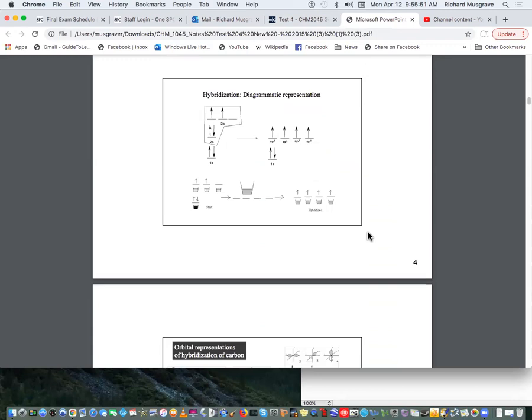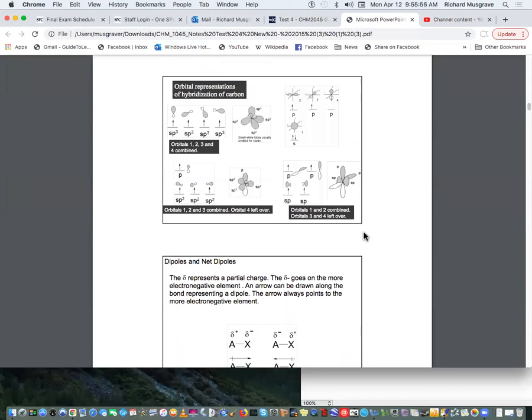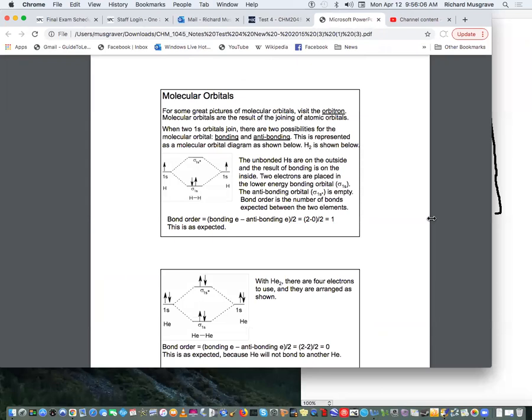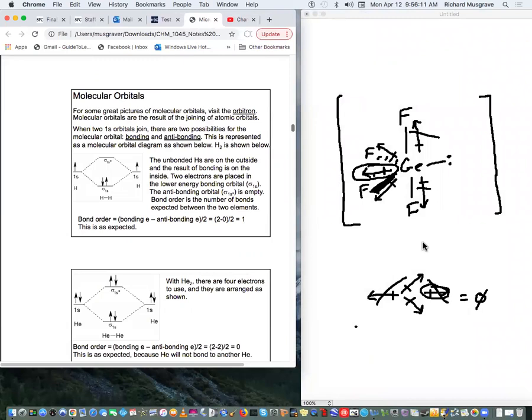All right, let's see. There's some notes here about dipoles, but the video on hybridization is better than these notes because it helps with the visualization. Okay, so we're going to enter into a place here that many of you aren't going to like, but we have to go there anyway.